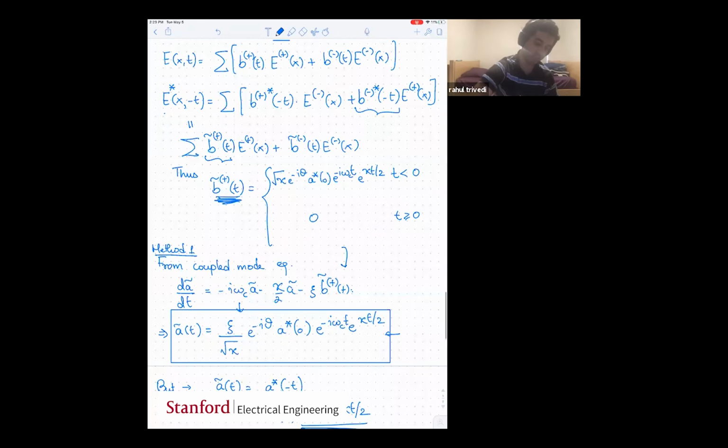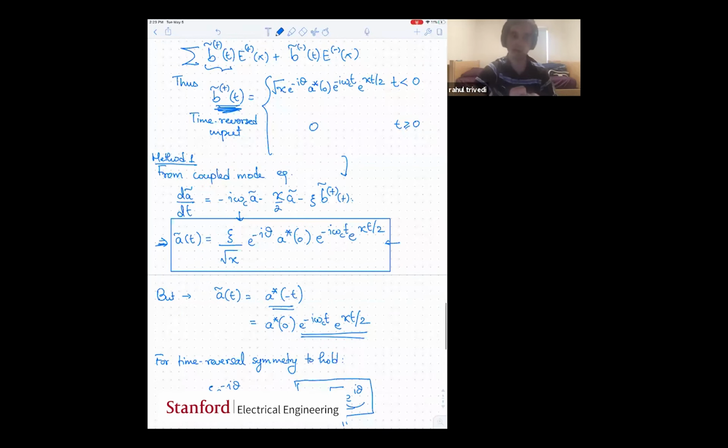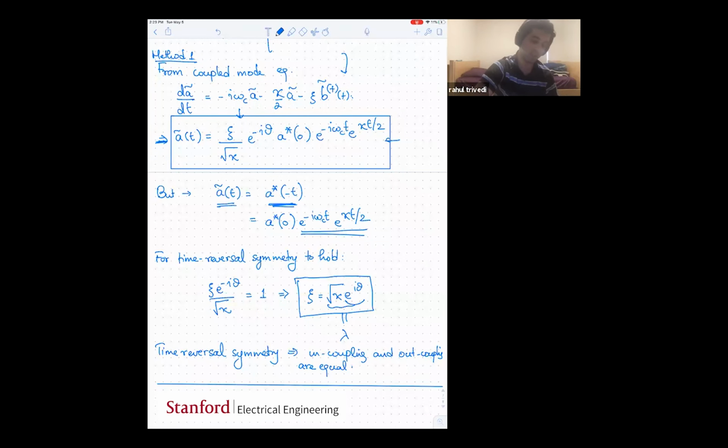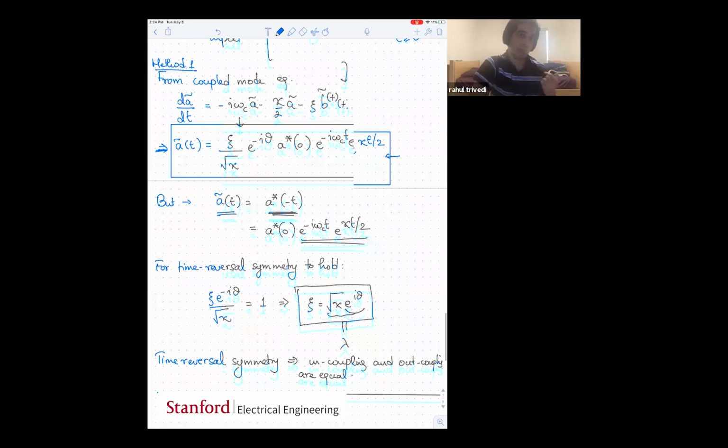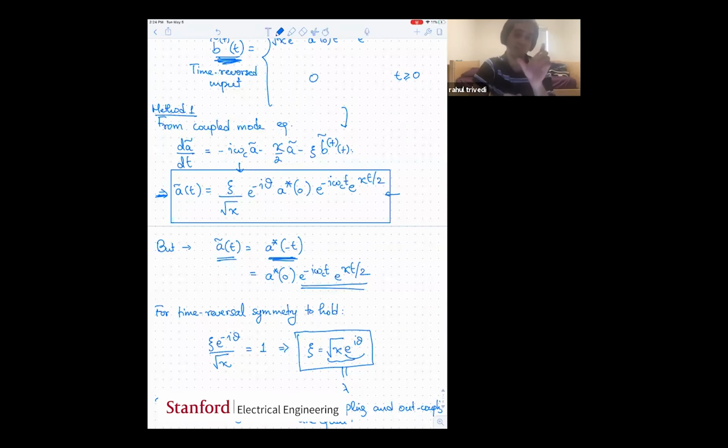So we constructed this time reversed input. Then we solved our coupled mode equation to get the cavity mode on excitation by the time reverse input. And then we said that this is equal to the time reversed cavity mode. And that gave us a constraint that the outcoupling coefficient has to be equal to the incoupling coefficient, right? But for the time reversal symmetry to be perfect, we still need to impose one more condition. Can someone tell me what that condition is? We have looked at the electric field inside the cavity. We have still not looked at one more mode in the problem. Can someone guess what that is?